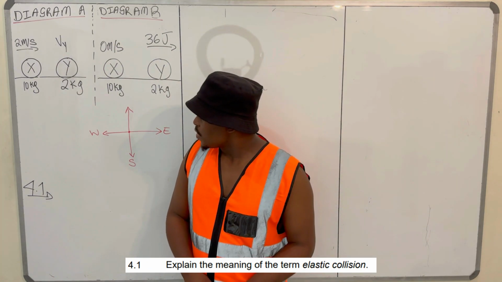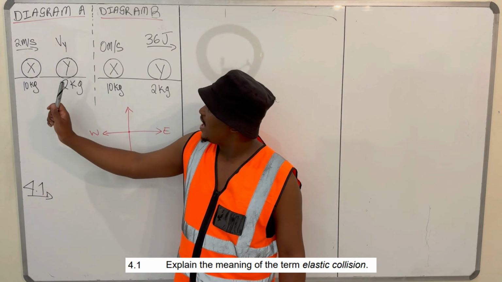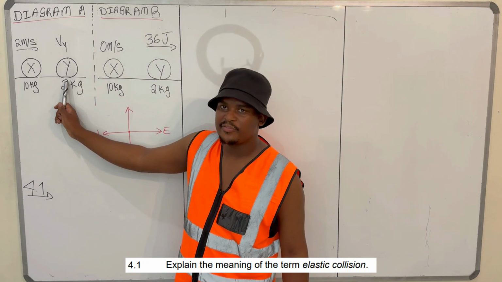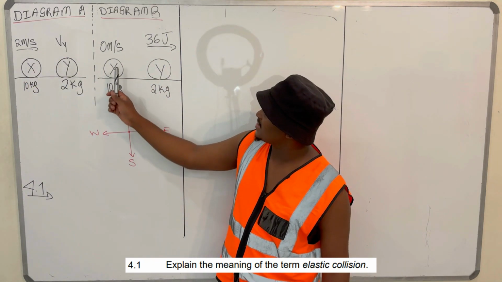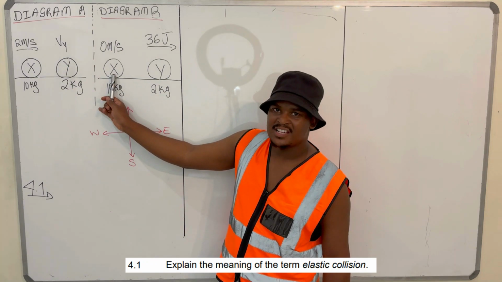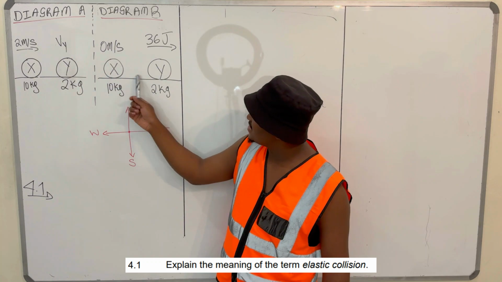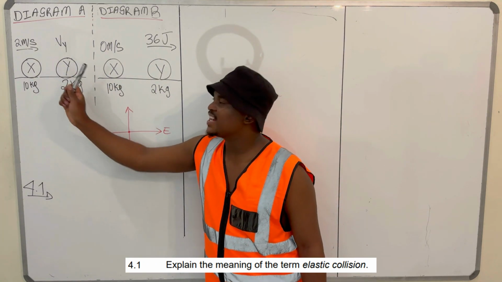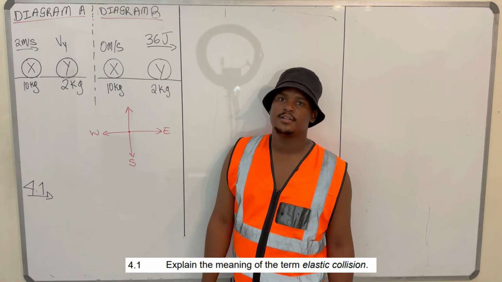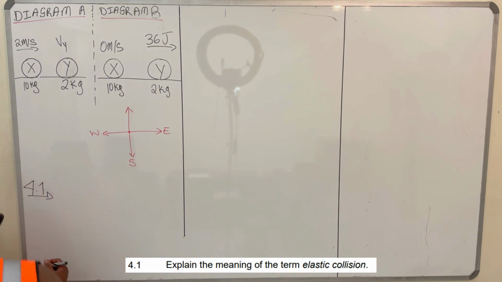So, what that means is, if you find the kinetic energy of X and the kinetic energy of Y before collision, when you add these two, it should be the same as the final kinetic energy of X and the final kinetic energy of Y. That's what it means. So, I'll write it down.